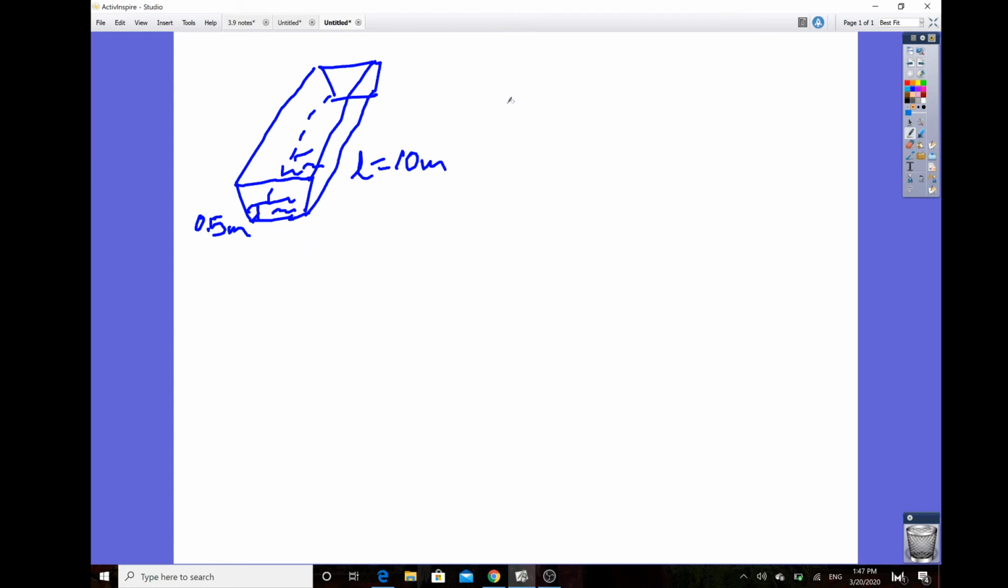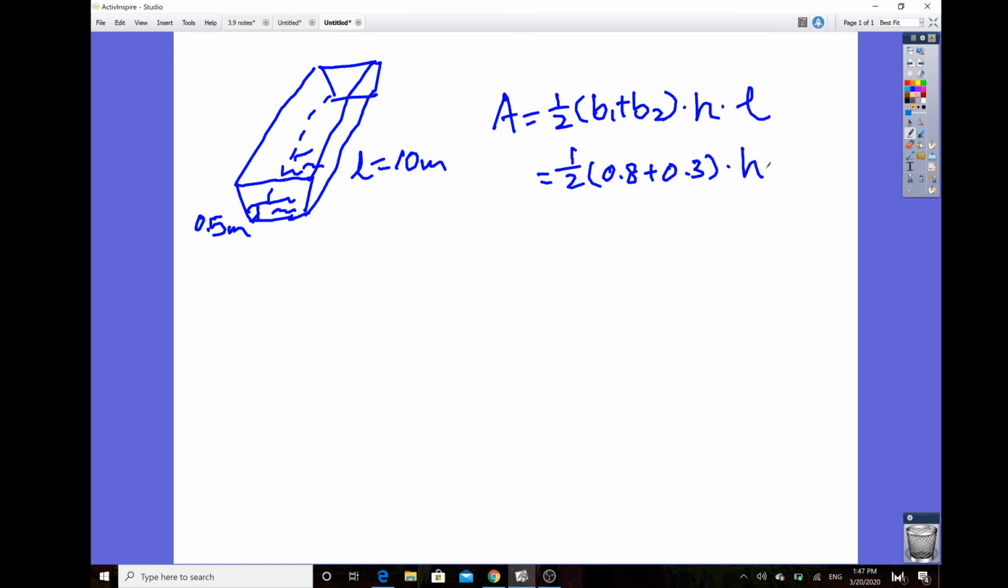Again, the formula that we have is 1/2 times (B1 plus B2) times the height. Gotta be careful with the height right here. The height here is just considered a variable, and then L is just a constant. So let's just plug in a number. We have 1/2 times (B1 plus B2). B1 is 0.8, and B2 is 0.3. And then the height is a variable, and then the length is 10 meters.